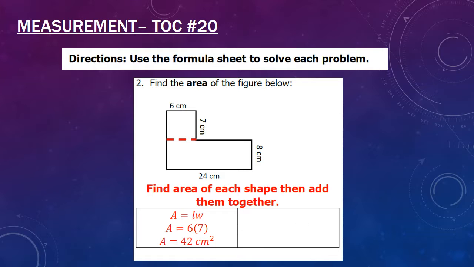And then the next one, the two measurements are 8 and 24. So we write length times width, plug in 8 and 24, multiply those on my calculator, and I get 192, meaning that the area of that larger shape is 192. At the end, I just simply take the 42 and that 192 and add them together, and I get a total area of 234.